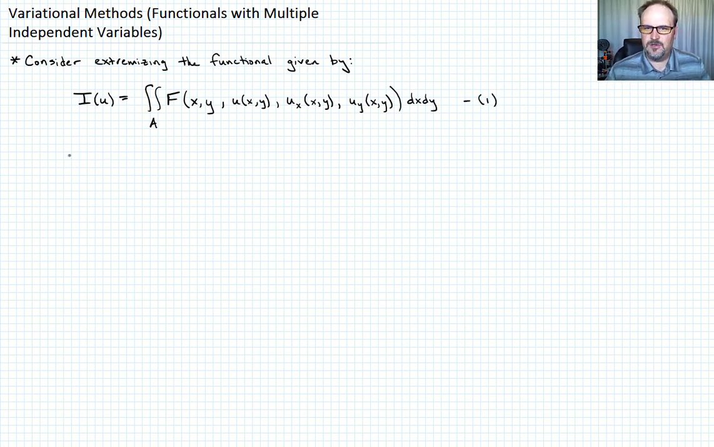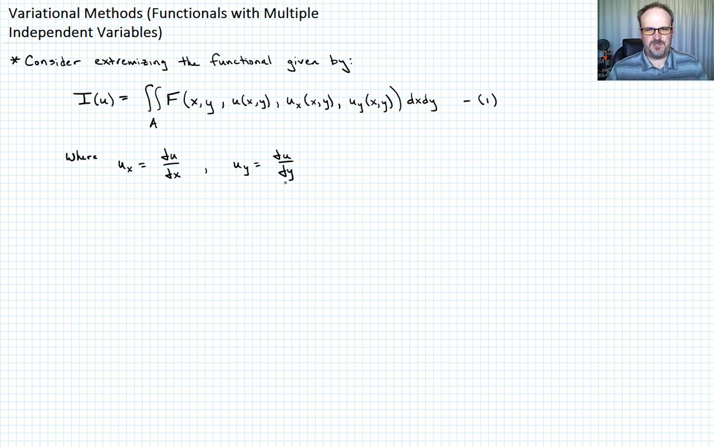I'll just remind you, from a notational perspective, that the quantity ux, as I write it here, is going to be equal to the partial of u with respect to x, and the quantity uy is going to be equal to the partial of u with respect to y.